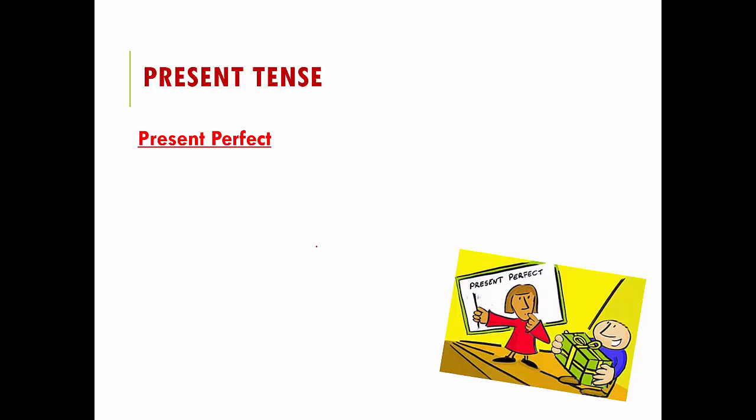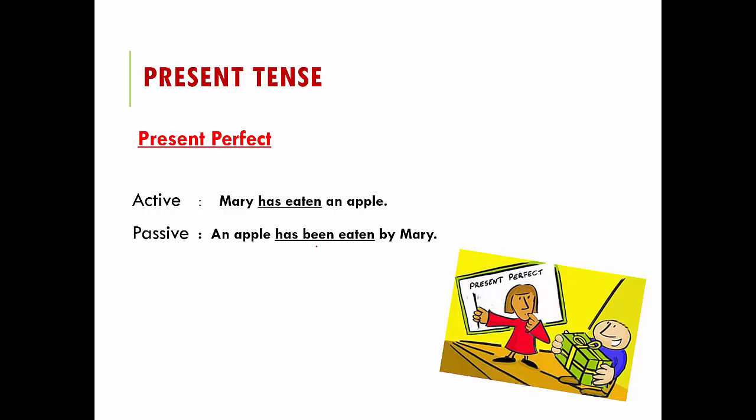Moving on to the next one, which is present perfect. The sentence is Mary has eaten an apple. I'm sure you know that when you frame a sentence in present perfect form, the rule is has or have plus V3, which you can already see here in active voice. And in passive voice, when the sentence is changed, it will read as an apple has been eaten by Mary.